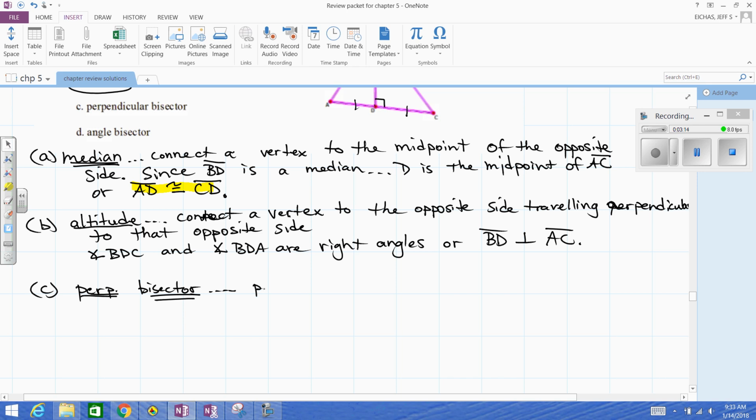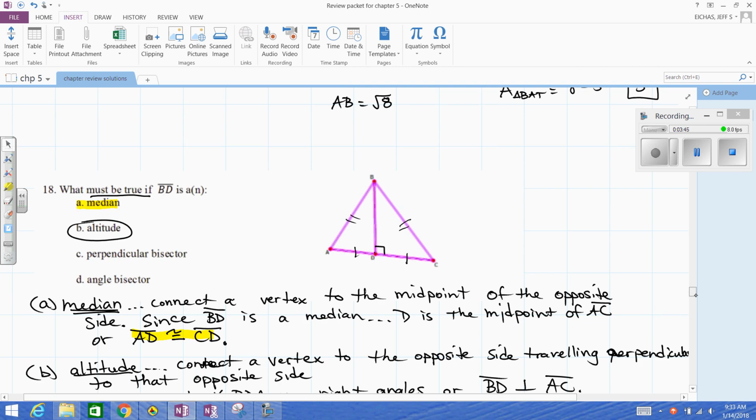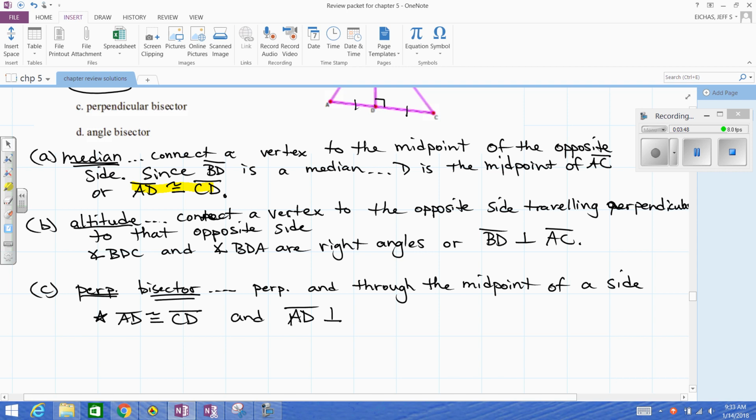It's going to be perpendicular and through the middle of a side. In this case, it's side AC. So let's just go with that. What is our conclusion? First, AD is congruent to CD, definition of bisector, and BD is perpendicular to AC. Sorry, wrong one. Sorry, BD is perpendicular to AC. That's your two immediate conclusions.